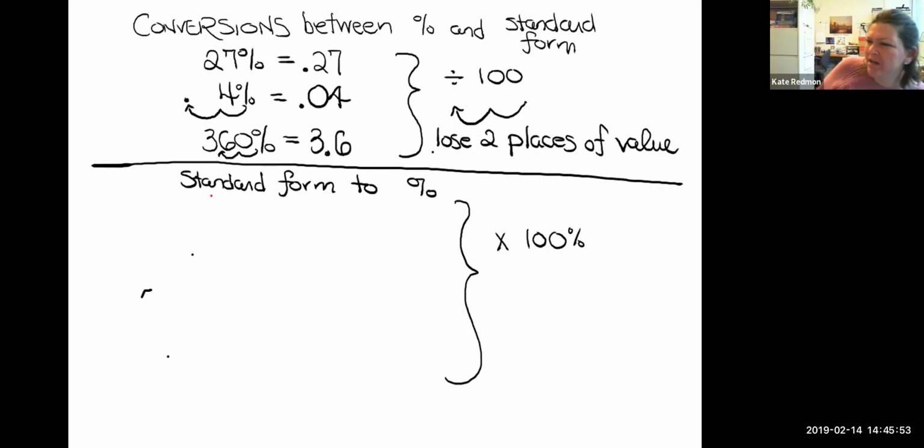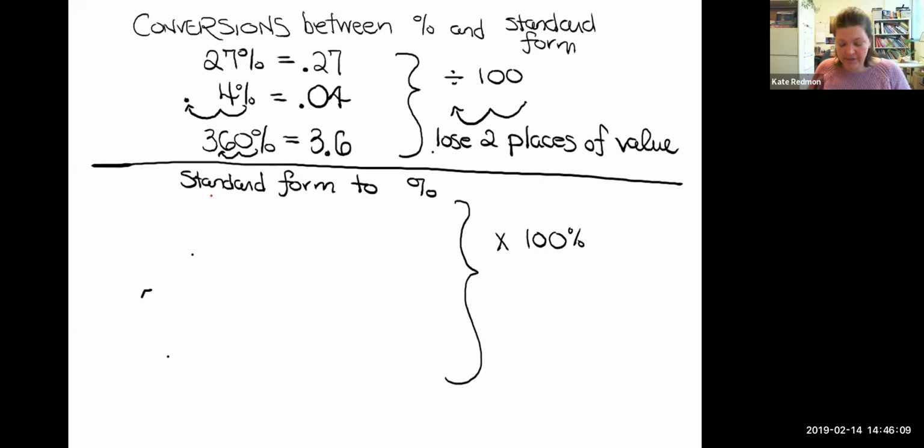100% is just 1, right? So multiplying by 100% should not do anything to my number, and it will not. It will not change the value of my number. My number will continue to be equivalent. It will just be in a different form, right? So I'm going to times by 100%.